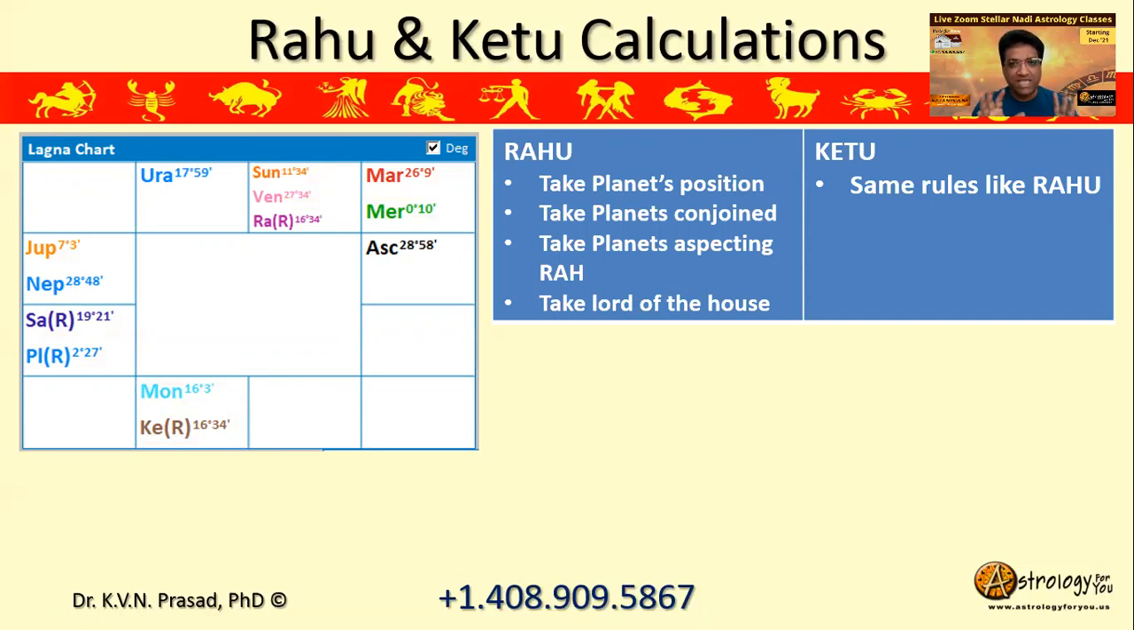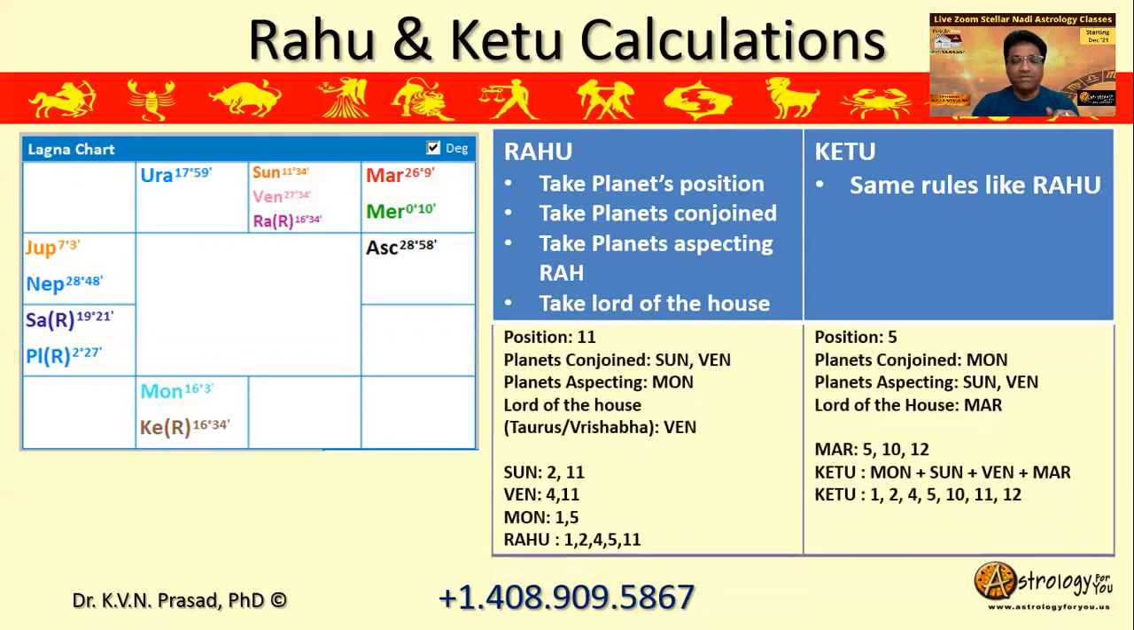Ketu also, it is the same rule. You have to see where Ketu is located, the position of the bhava. Then what planets are conjoined with it, and what planets are aspecting it. And then who is the lord of that bhava. So let us calculate based on this example and we'll see. Okay, so let's take Rahu.